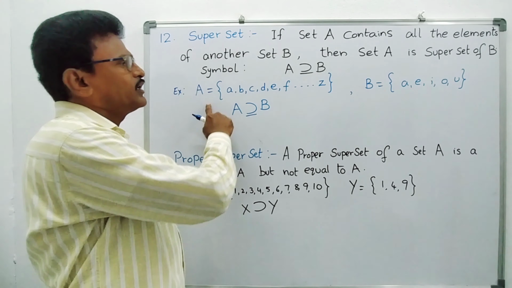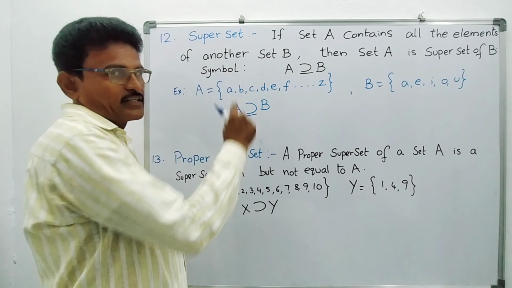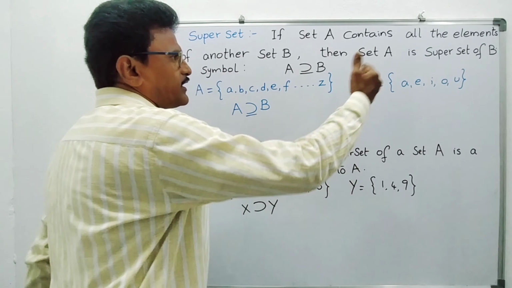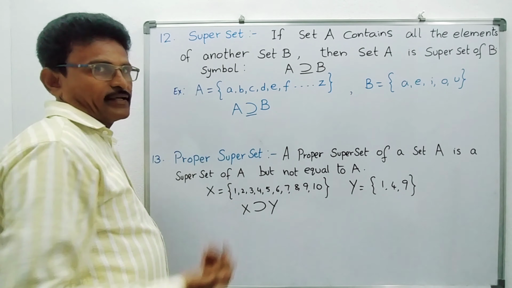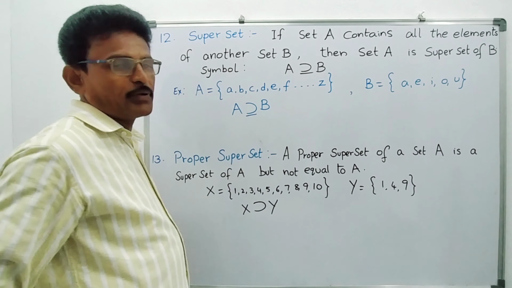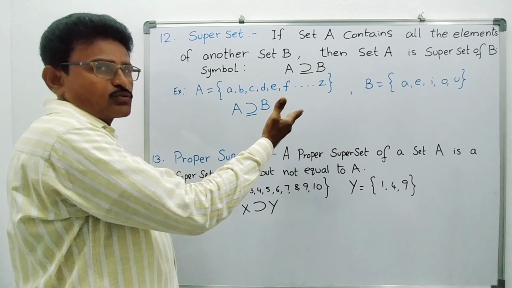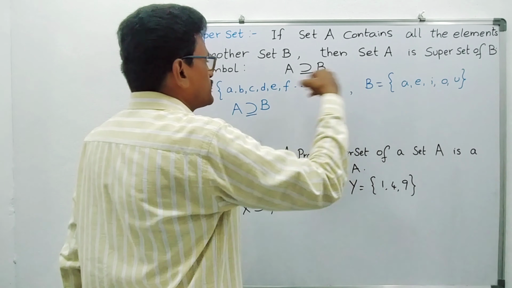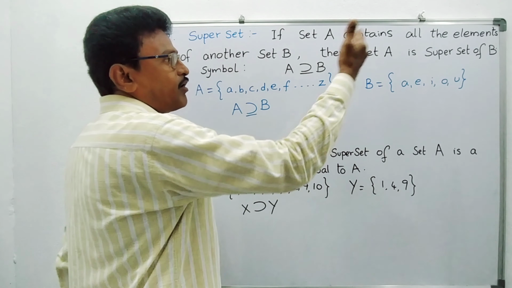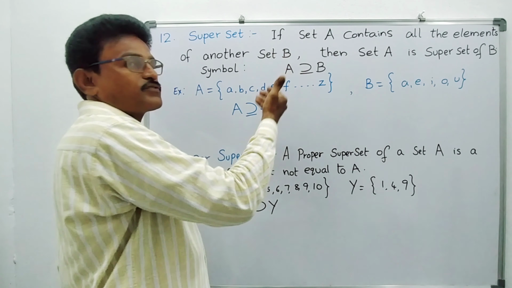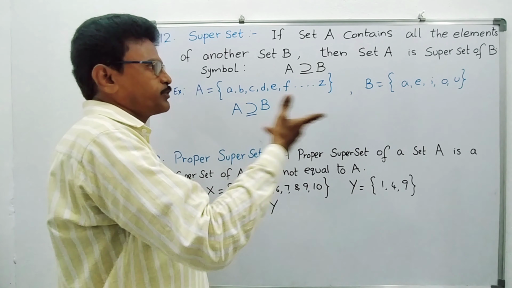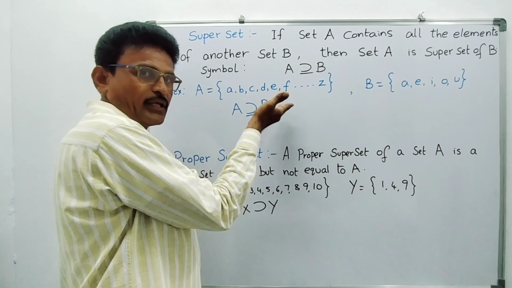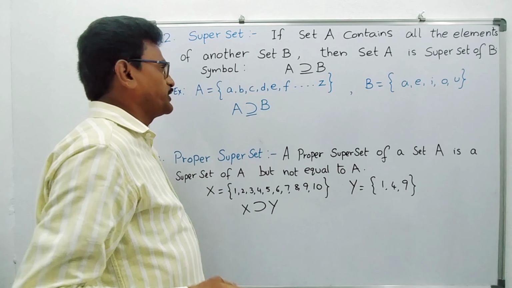See here, A, B, C, D up to Z we are taking as set A. Now what is set B? A, E, I, O, U. Vowels we are taking here. All these elements are also in set A. So A is said to be a superset of B. Very simple. We can tell this one as B is a subset of A. Actually, we learned already B is a subset of A. Why? All elements of B are also elements of set A. So B is a subset of A. Quite opposite here. So set A has all the elements of set B. So A is a superset of B.